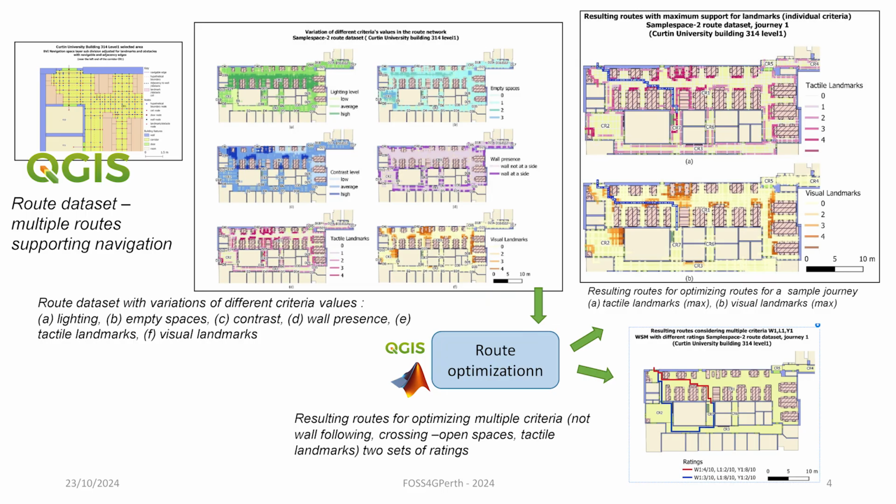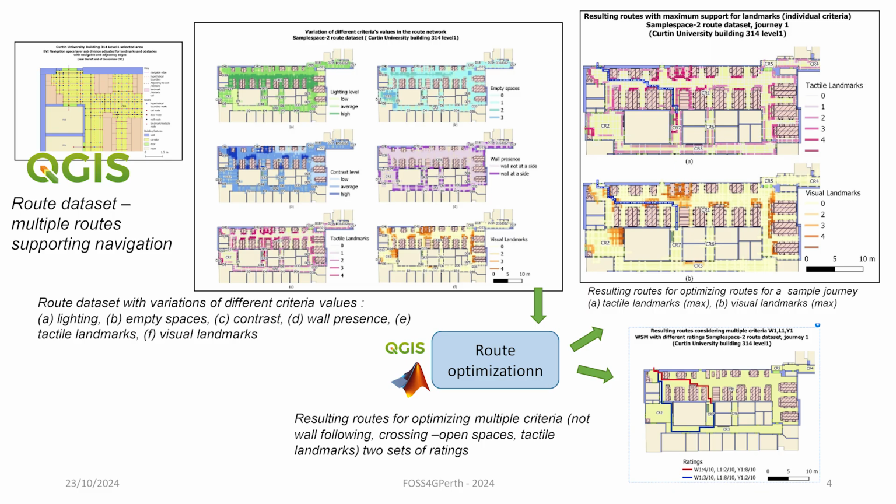Then you can see here some results. In the middle part, you can see the same building area. That's one of the buildings at Curtin University. The route network is there. Then you can see how different parameters vary, for example distance, or the lighting level, or having visual landmarks, tactile landmarks in different areas. I incorporated that data also into that route network, and then I can run routing algorithms. But I tried to use multiple parameters.